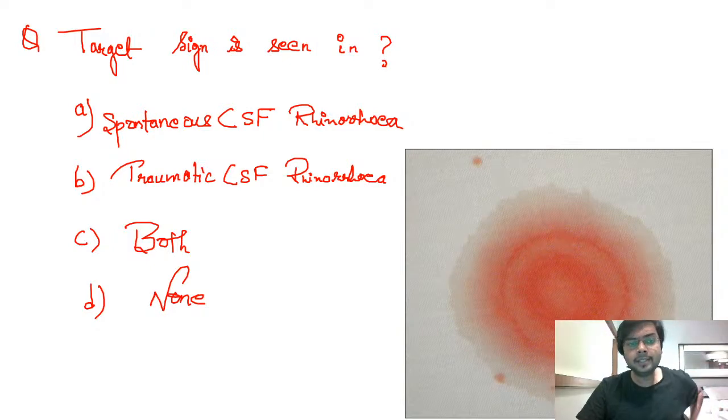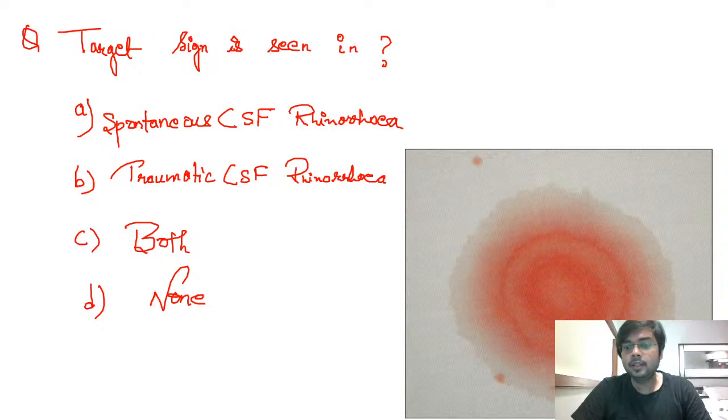So, target sign is seen in spontaneous CSF rhinorrhea, traumatic CSF rhinorrhea, both or none. I am seeing that Dr. Pratap and Dr. Nikhil have answered it as B. Yes, you both are right. It is a traumatic CSF rhinorrhea finding.